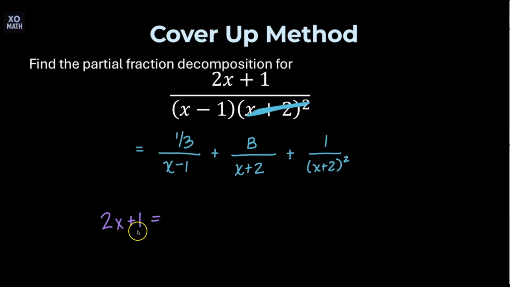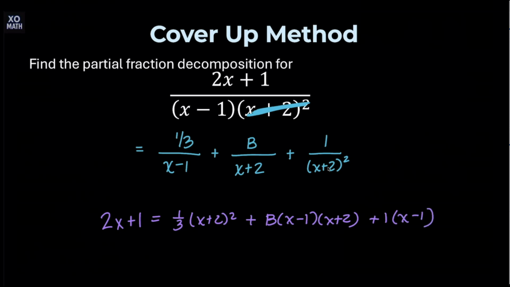So the original numerator, 2x plus 1, must be equal to the numerator that comes from putting all these fractions back together. In other words, over here, the 1/3 numerator would have to be multiplied by x plus 2 squared. So my x plus 2 squared factor would have to be multiplied by 1/3. Now, in terms of this middle partial fraction, the numerator b would have to get multiplied by 1 copy of x minus 1 and 1 copy of x plus 2. So b times x minus 1, and then x plus 2. And then this last numerator, 1, the only thing it's missing is x minus 1. And so we're going to have plus 1 times x minus 1.